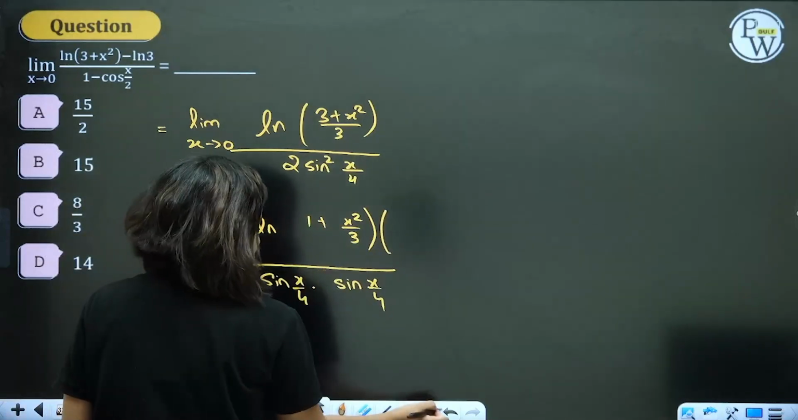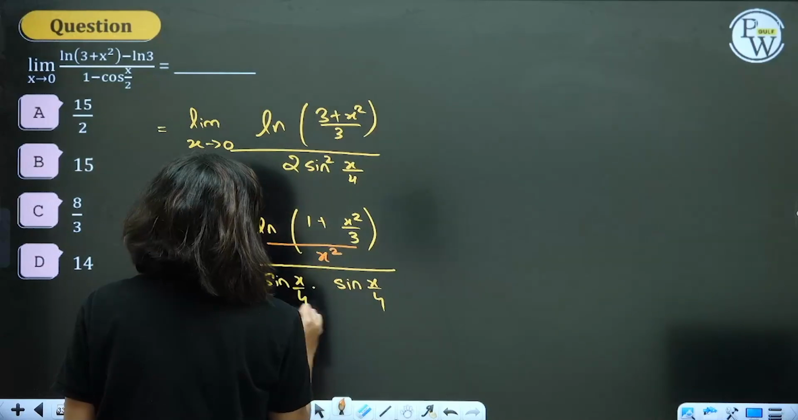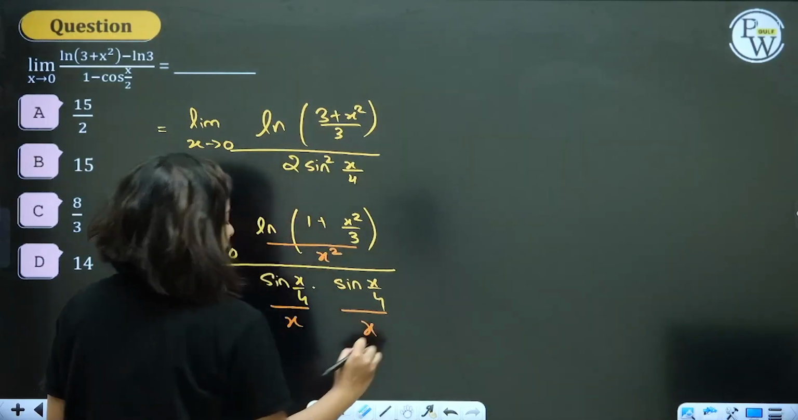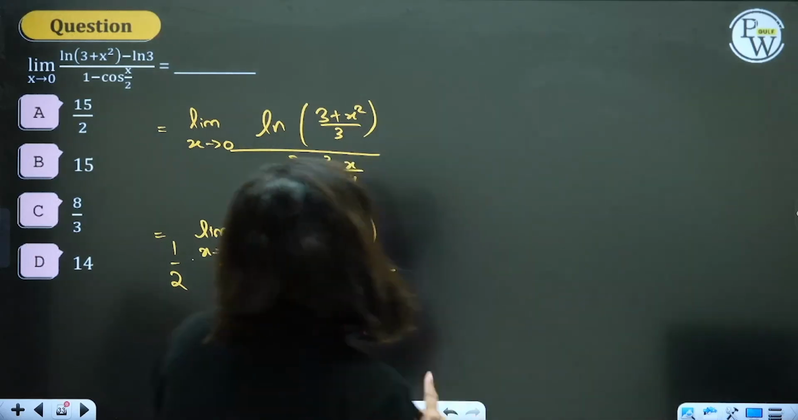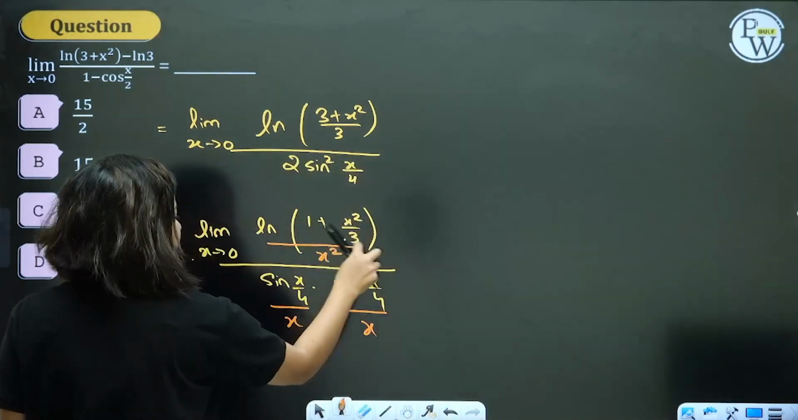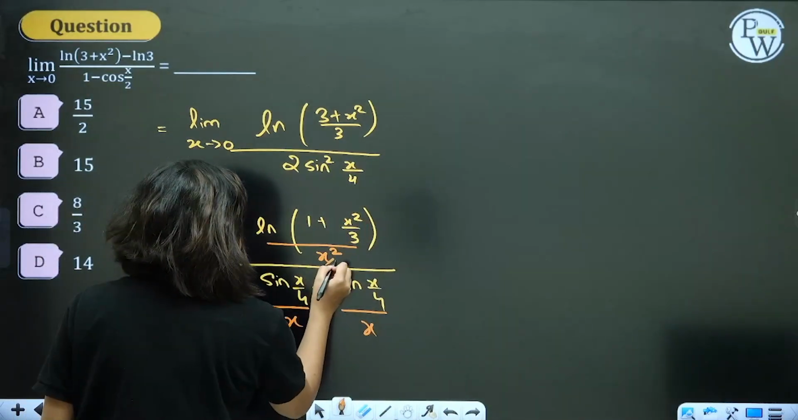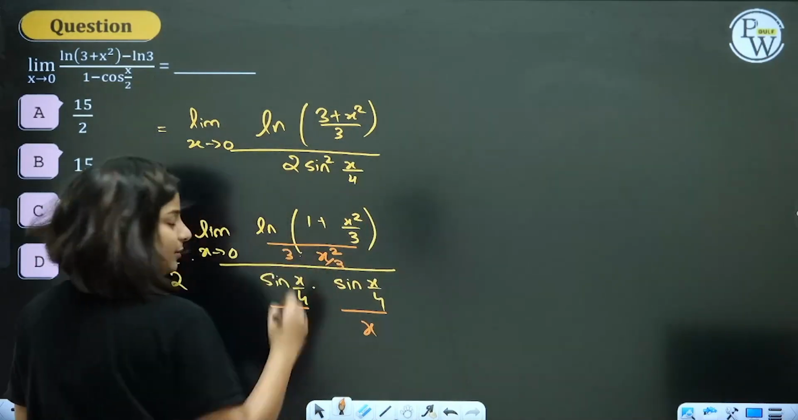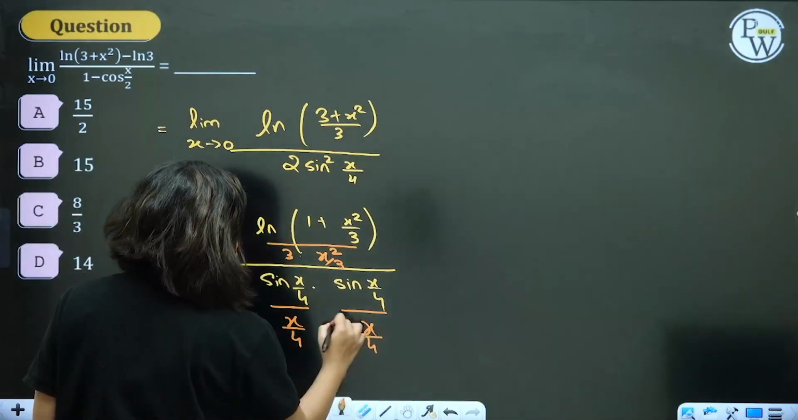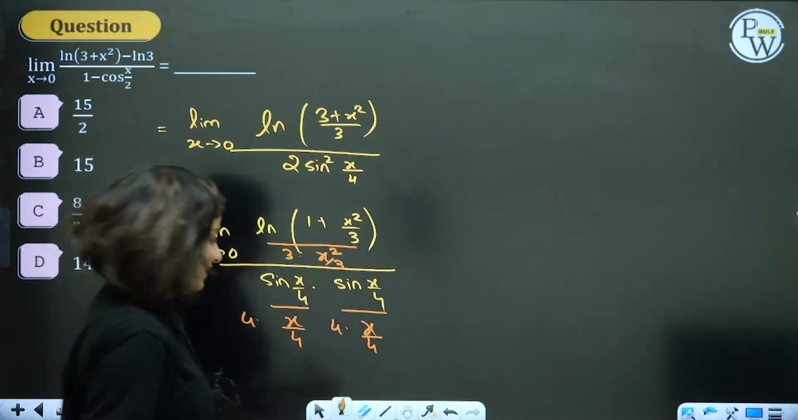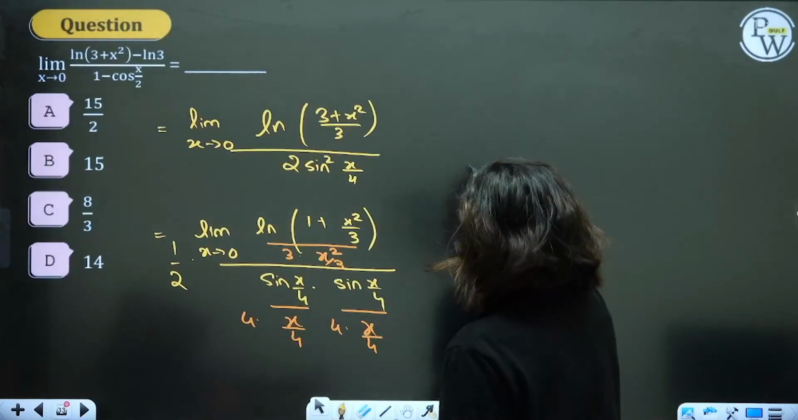X square is missing in the numerator. X square is also missing in the denominator. Done. We divide numerator and denominator by x square. Next, in the numerator, here there is x square by 3. Denominator should also be x square by 3. So, divide by 3, multiply by 3. x by 4, x by 4, x by 4, x by 4. Just do the adjustments and now slowly separate it.